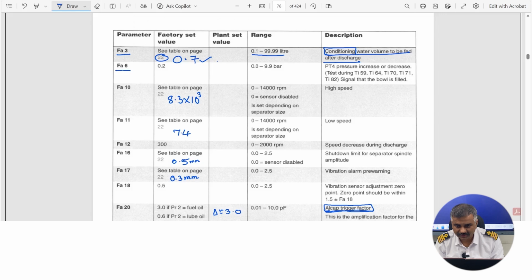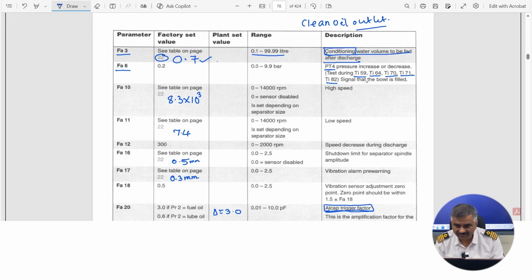FA6 is the PT4 increase or decrease. So what is PT4? PT4 is the pressure sensor in the clean oil outlet side. Okay, what are all these timers? There are timers TI59, TI64, TI70, 71 and 82.